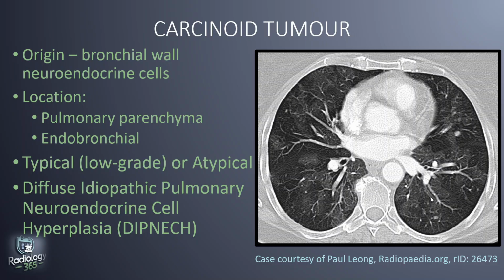Then there's another entity we call diffuse idiopathic pulmonary neuroendocrine cell hyperplasia, DIPNECH, and it's an uncommon syndrome characterized by multiple foci of neuroendocrine hyperplasia or tumorlets less than 5 millimeters in size, in addition to bronchiolitis obliterans and multiple carcinoid tumors. Now, the radiologic presentation shows multiple pulmonary nodules with mosaic attenuation of the lungs, and the mosaic attenuation is secondary to air trapping from airflow obstruction.